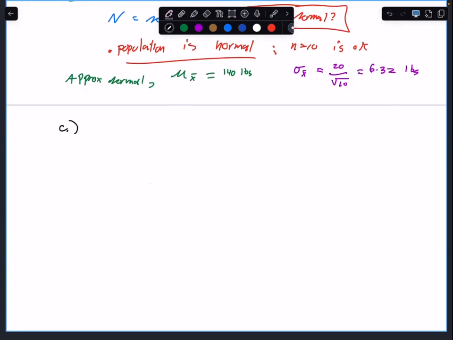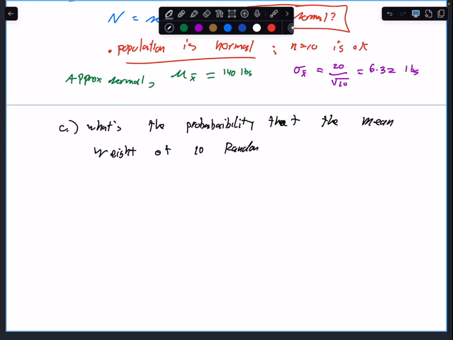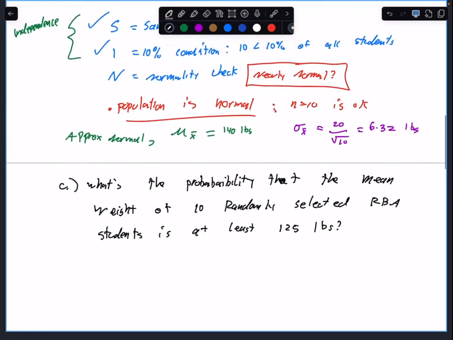Question C, which is the last one. What's the probability that the mean weight of 10 randomly selected RBA students is at least 125 pounds?